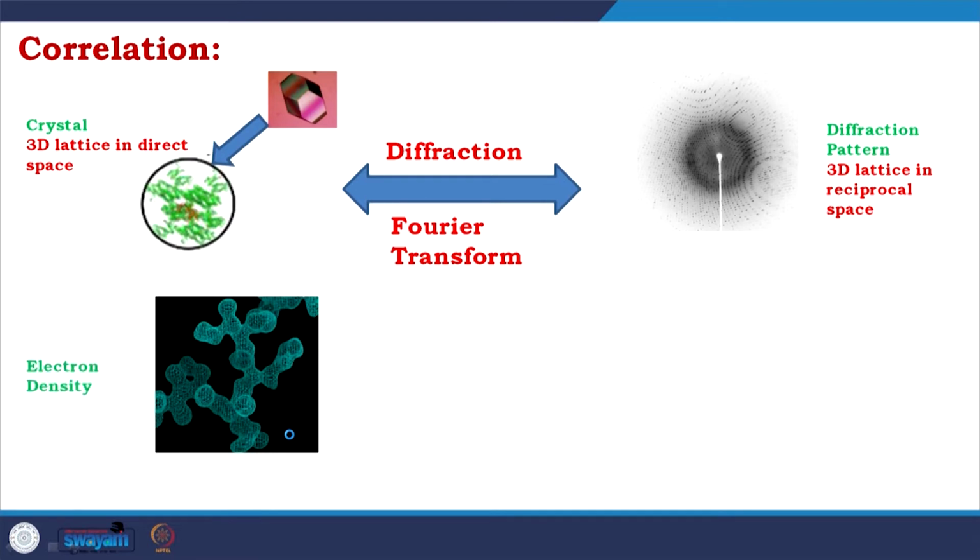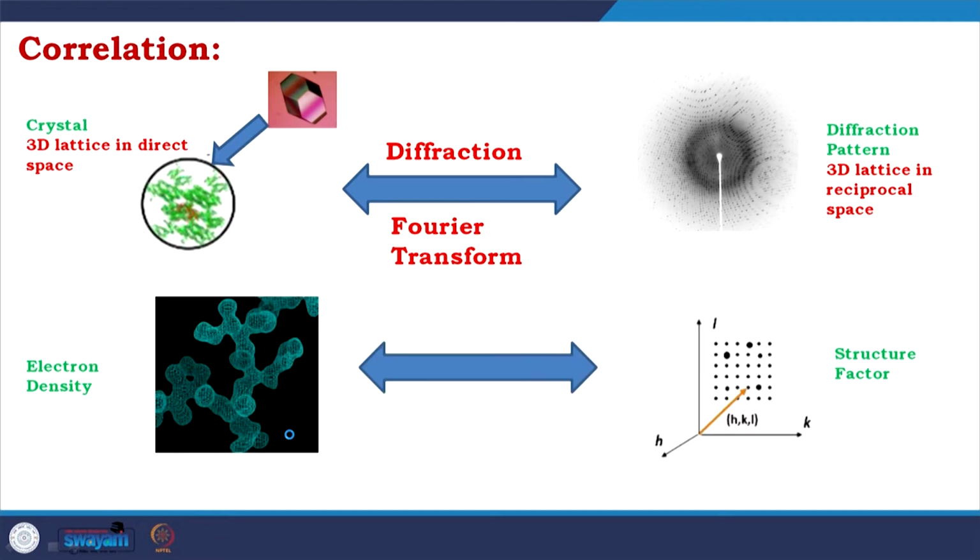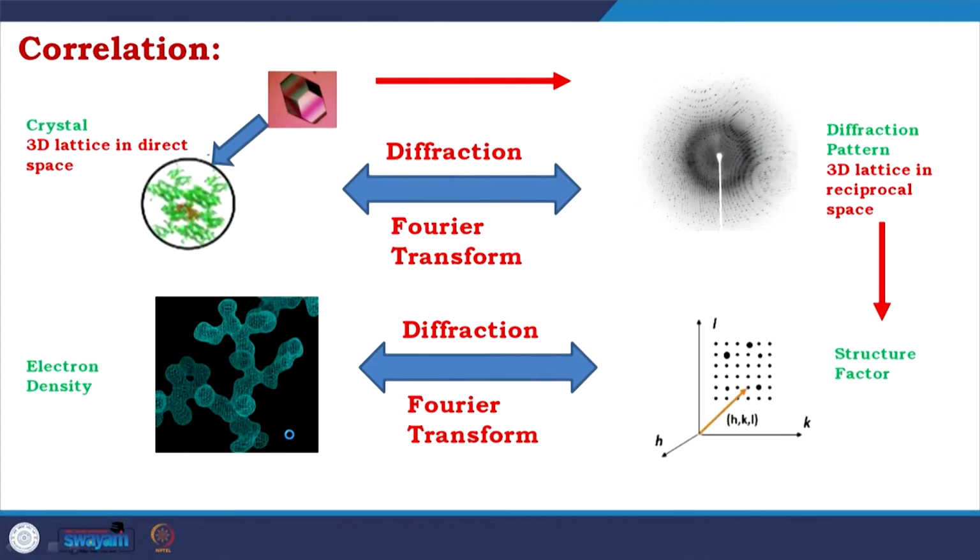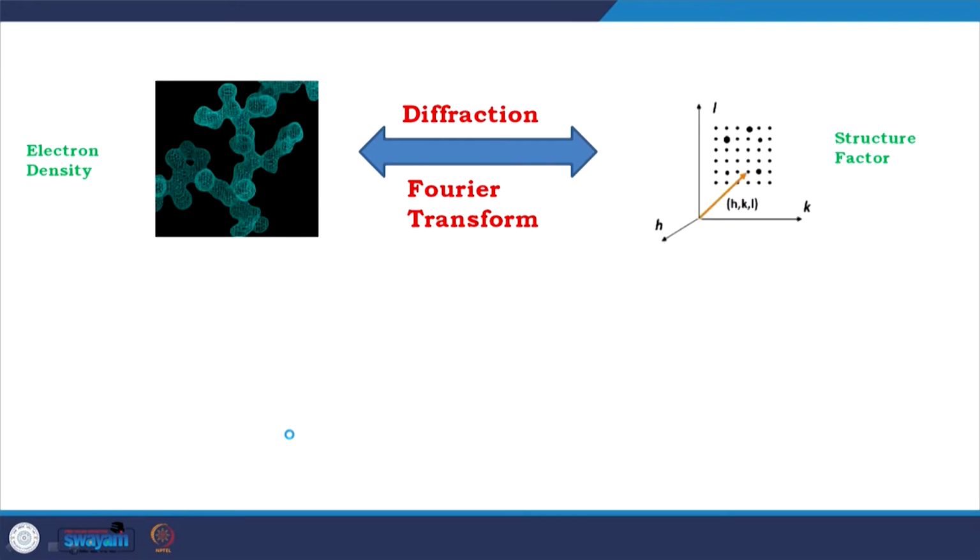Similarly, this is electron density and this is the structure factor. These are also interconvertible, in experimental terms by diffraction, whereas in theoretical terms by Fourier transform. If we consider the entire thing, it definitely starts by getting a pure protein, but the process of crystallography starts after getting a crystal. From the crystal we obtain a diffraction pattern by applying X-rays, then the intensity of spots gives us the structure factor, and from the structure factor by inverse Fourier transform we get the electron density.